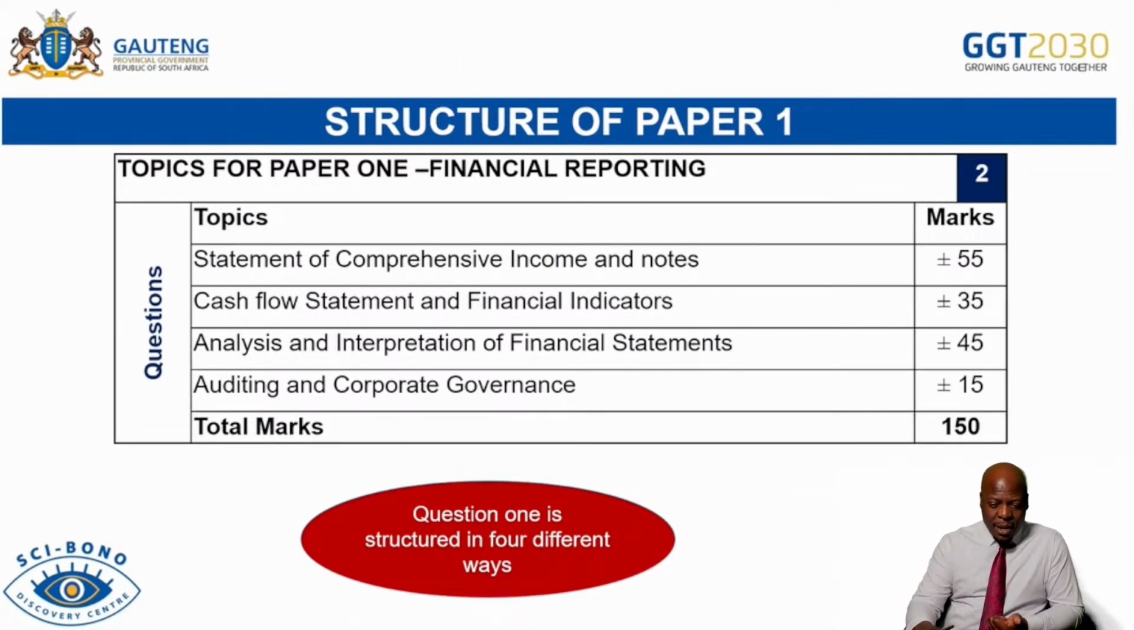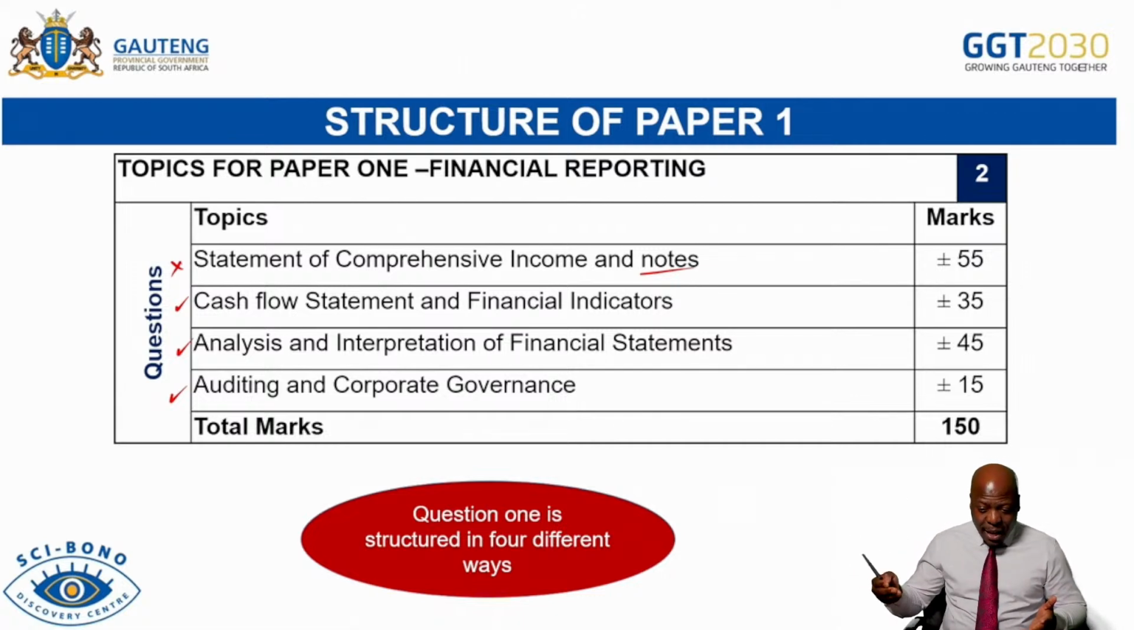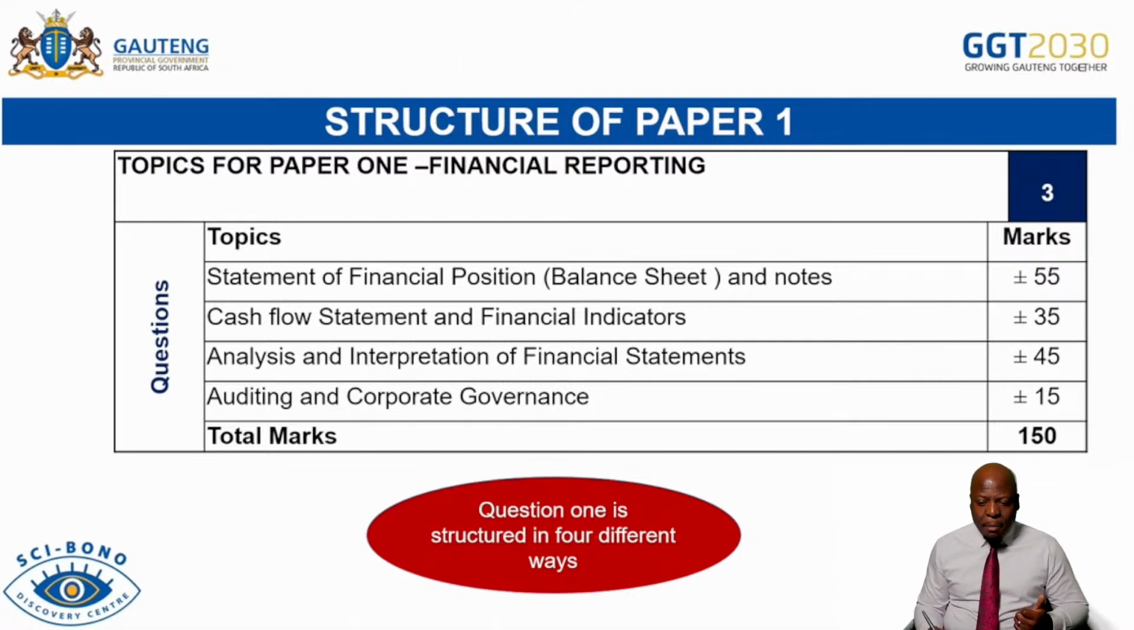And then the second option that you might find, as I've said, you see that this one remains constant, and this is the one that has changed now. So it is your statement of comprehensive income and notes. So here you can see the statement of financial position is not there now. It is just the statement of comprehensive income and other notes that can be tested. Let's see option number 3. On option number 3, as I've said again, these ones have remained constant. What has changed is this one here now. So now you don't have the statement of comprehensive income anymore. You now have the statement of financial position, that is your balance sheet, together with notes.